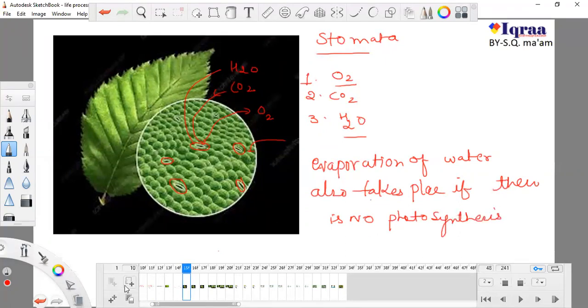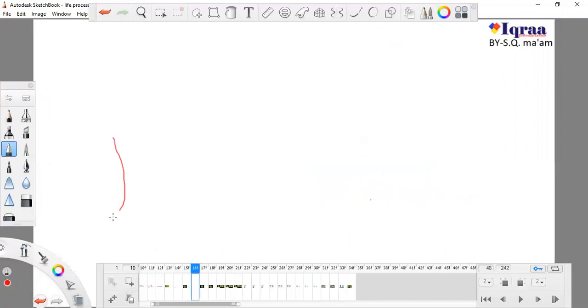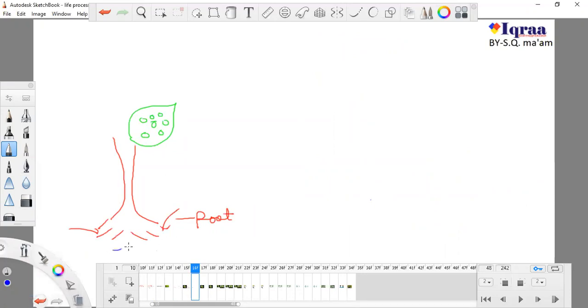Generally you have seen this, specifically in summer. This is the root of the plant, and we give water to the plant by its root. This is the leaf of the plant, and these leaves have tiny apertures known as stomata. What happens is that we give water to the roots, the water goes upward into the leaf, and through this opening the water evaporates.